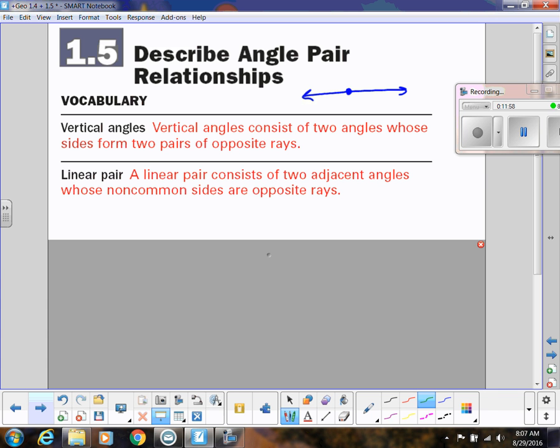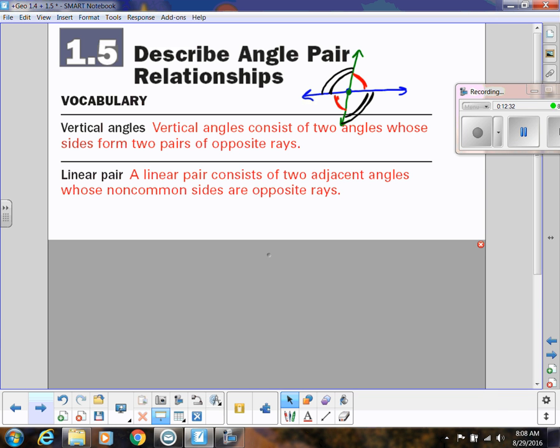And then here I have that. So the green and the blue sets of opposite rays, they have the same common endpoint. So it really just looks like an X, like two intersecting lines. So this angle right here and this angle right here would be considered vertical angles. Or in this same diagram, this angle right here and this angle right here would be considered vertical angles.